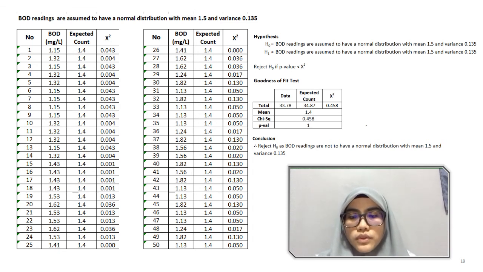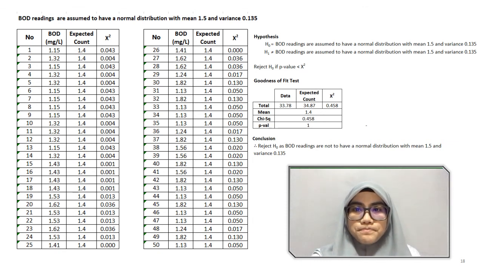Therefore, the conclusion for this is we reject the null as the BOD readings do not have a normal distribution with mean 1.5 and variance 0.135.